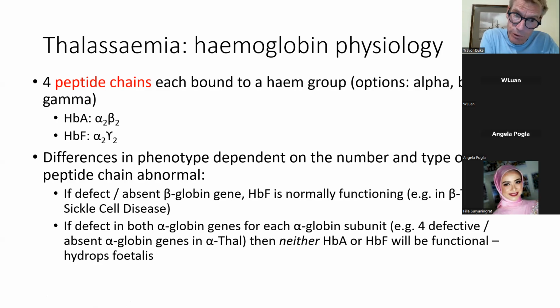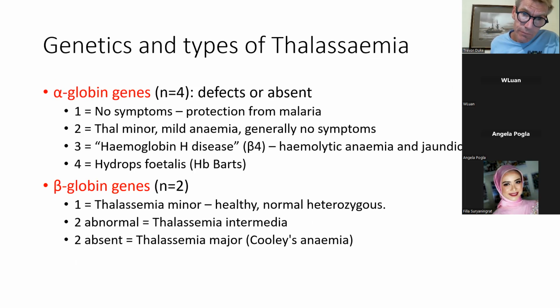And this is what's important, that if you've only got one abnormal gene, then mostly people are asymptomatic. In fact, they're protected, just like G6PD, they're protected against malaria. All right, I'll go through this in a bit more detail. But if you've got more than 3 or 4 genes abnormal, then you'll have severe thalassemia. So as I said, there's 2 types of thalassemia, alpha and beta.